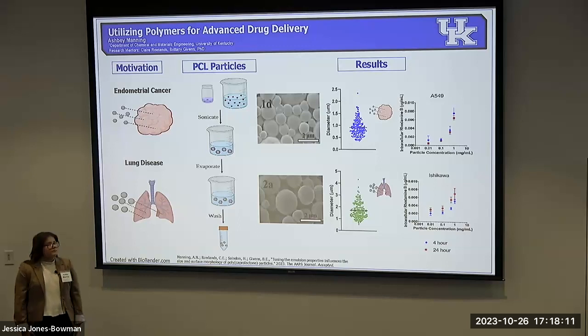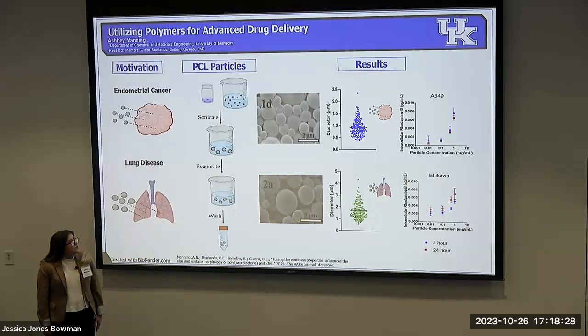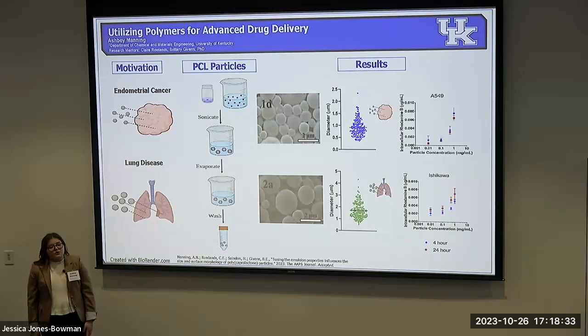Now, these particles are very small, so in order to see them, we have to use something called scanning electron microscopy, or SEM. SEM is just a fancy microscope that allows us to see things invisible to the naked eye. Here you can see our SEM images of two different formulations. Using our SEM images, we were able to quantify the particle diameters. When we did that, we found that we were able to generate particles between 300 nanometers and 1.7 microns, which allows us to apply them to a variety of different applications.